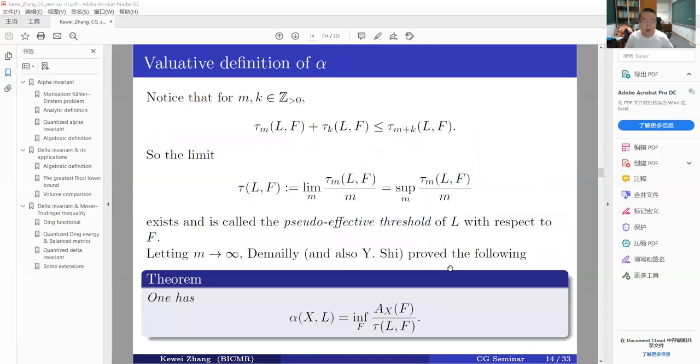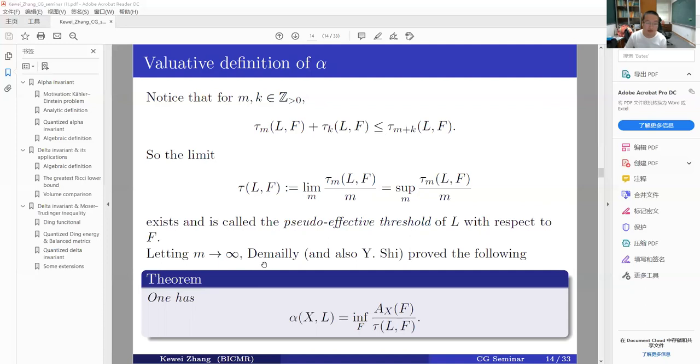And a further remark is that we notice that this pseudo-effective threshold satisfies this additive inequality. Then you can take the limit of this normalized threshold, and this limit is called the pseudo-effective threshold of L with respect to F.